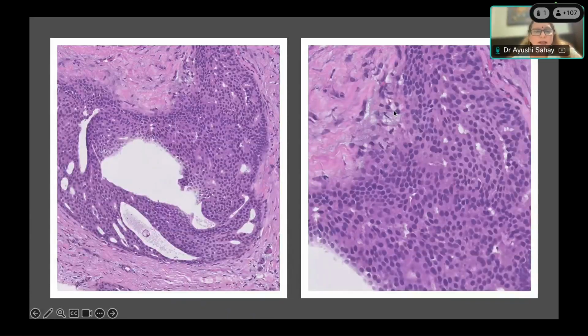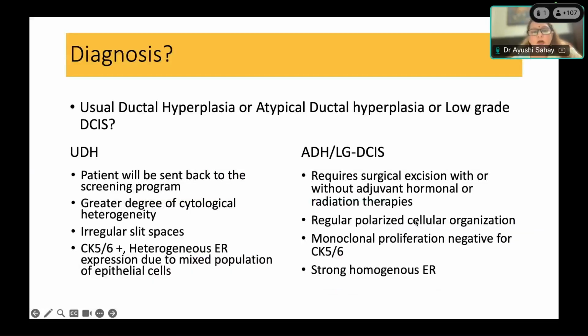Again, this is the higher power view of the solid areas. Some amount of papillae are there, some amount you can see kind of cribriform appearance, a little bit of monomorphism, a little bit of solid heaped up appearance. There is no significant atypia or mitosis, but it is definitely monomorphous. So now, is it usual ductal hyperplasia or atypical ductal hyperplasia or low grade DCIS? These are your differentials along with the small papillary proliferation.